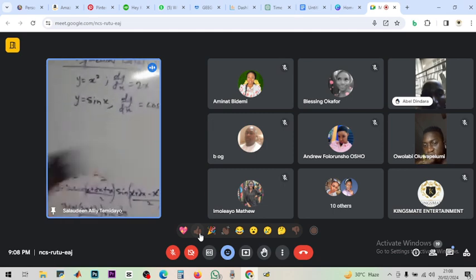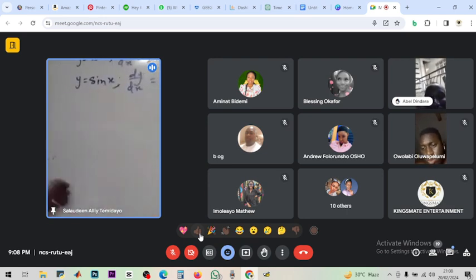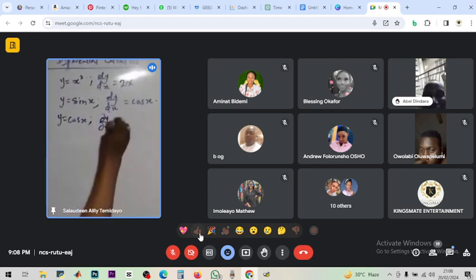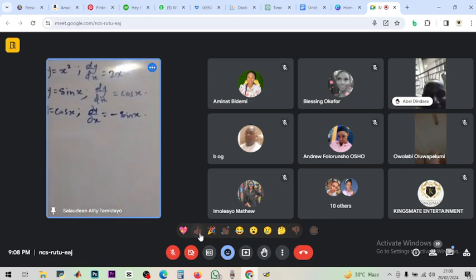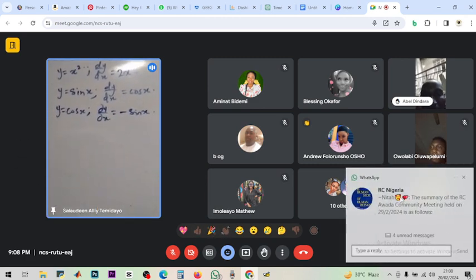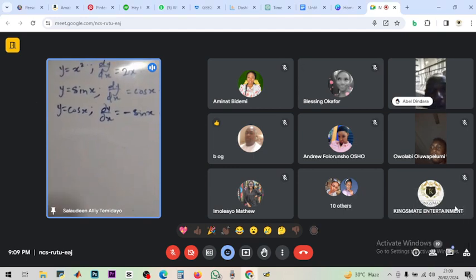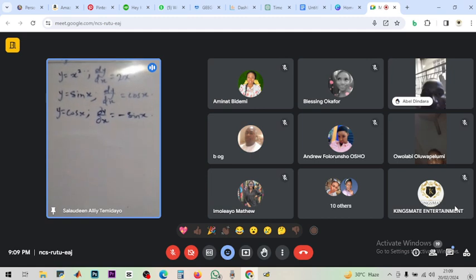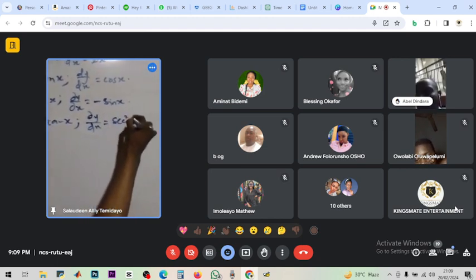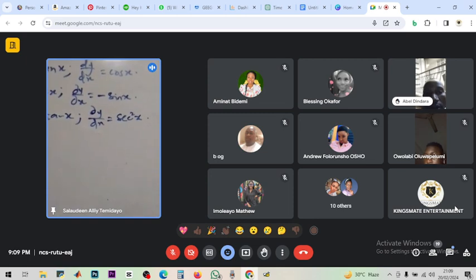If I use this method again, when y equals cos x, I will get dy/dx. This is the only method I can use to solve something like that. When y equals cos x, I'll get dy/dx to be minus sine x. Please, I want you to cram them. That is, when y equals cos x, dy/dx is minus sine x. Going through that method, you get exactly this too. Now, when y equals tan x, dy/dx is going to be sec square x.